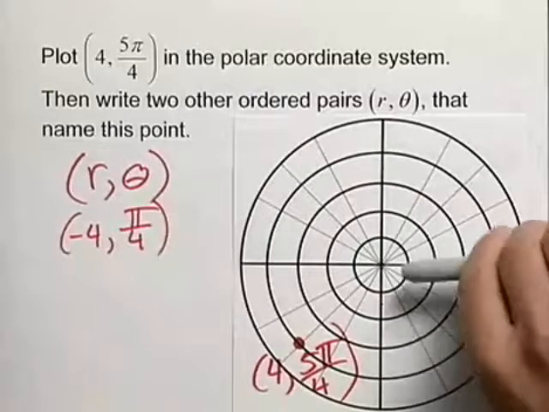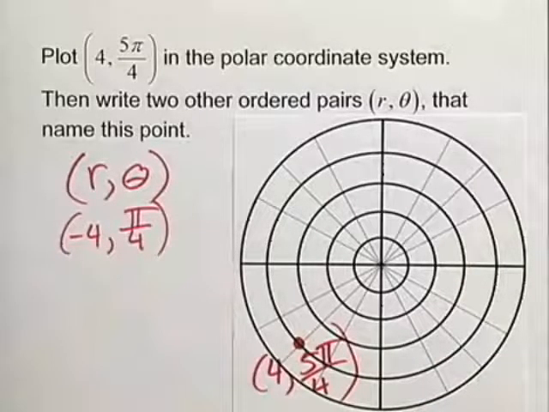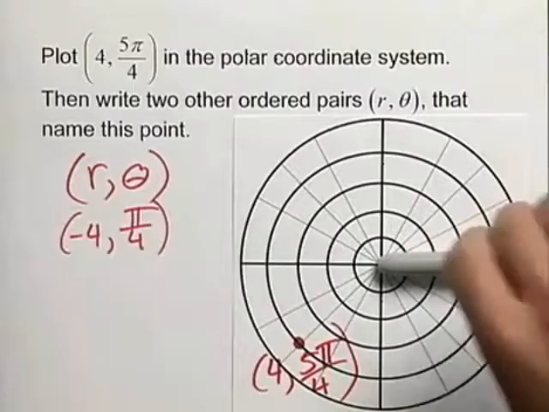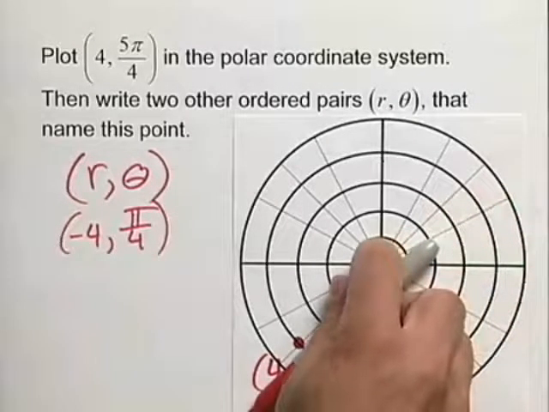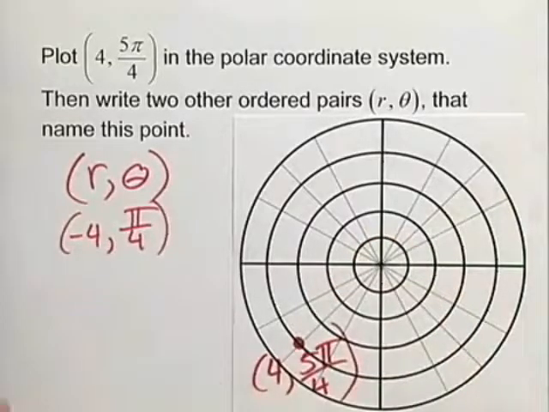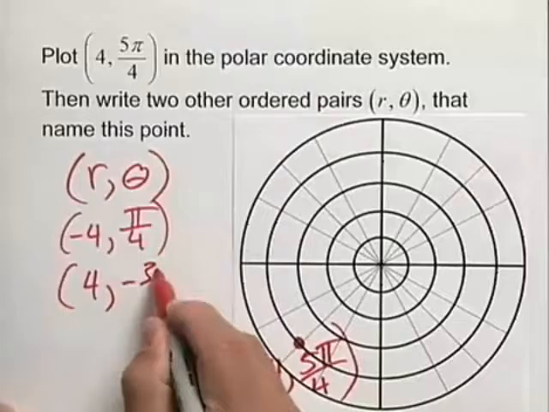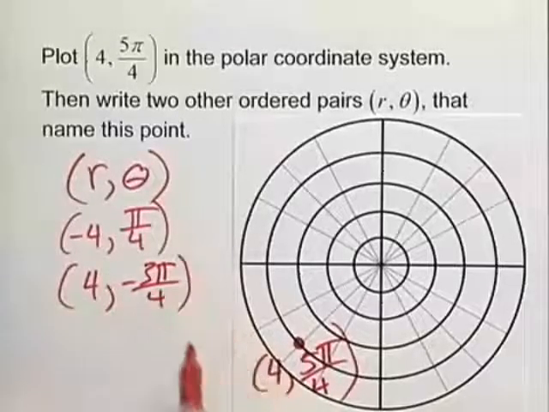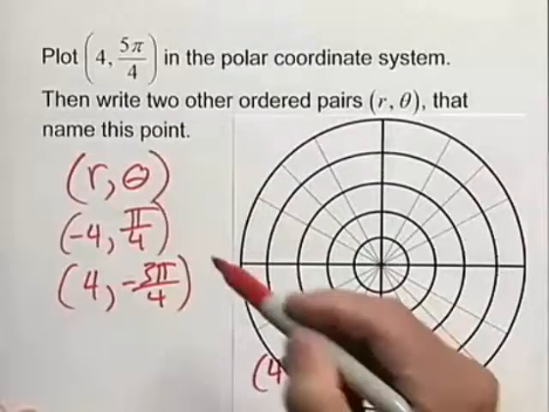Another way we could write this, instead of changing the sign on r, is to change the sign on theta. And we've got to be a little bit careful here. To go from our standard position here, rotate this around, we're only going to go 3π/4 in the negative direction. And so another way of writing this would be (4, -3π/4). So there's our point plotted on a polar coordinate system. And here's two other ways of writing that same ordered pair as polar coordinates.